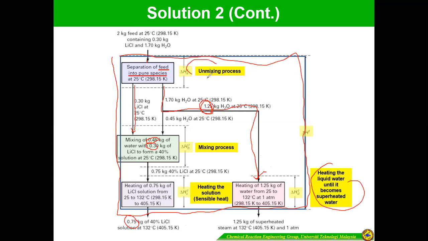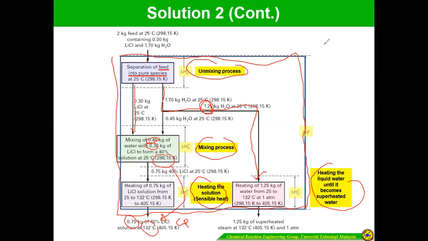So this is the unmixing process, HA. This is the mixing process. This is heating of the solution, which changes the temperature from 25 degrees C to 132 degrees C. So you have to use the sensible heat equation, because there is a change in temperature. So you need Cp, the heat capacity, and this one you can calculate.